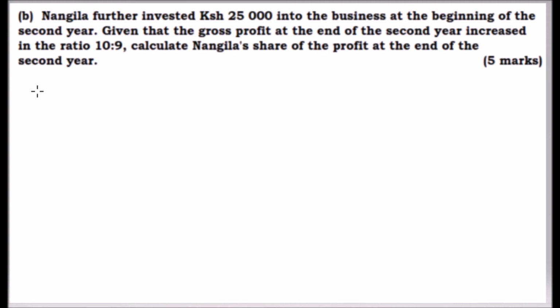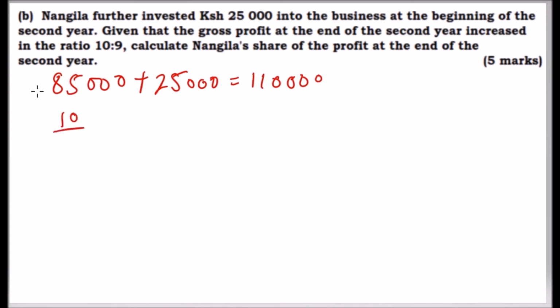So you say, since Nagira had contributed 85,000, he added 25,000. So the new investment for Nagira is 110,000. So that is his new share. The profit increased by the ratio of 10:9. So we say they had obtained the profit of 101,250. You multiply by 10:9, and when you compute that using your calculator, you get it is 112,500.